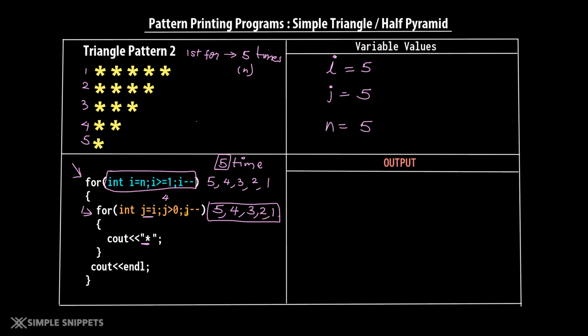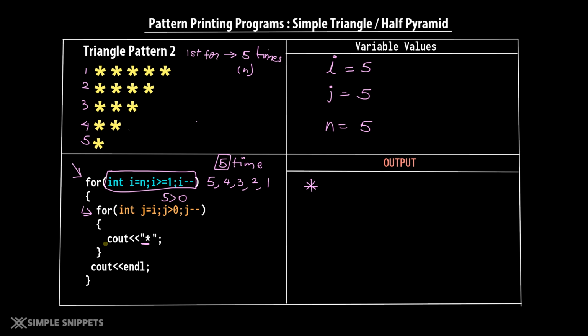So I hope you're getting why, in the very first iteration of the outer for loop, the inner for loop is running 5 times. If not, let's try to go step by step. Alright. So now we say j equals 5. Is 5 greater than 0? Yes. So we'll go inside the for loop. We will say cout star. So on the output screen, we will print the first star.